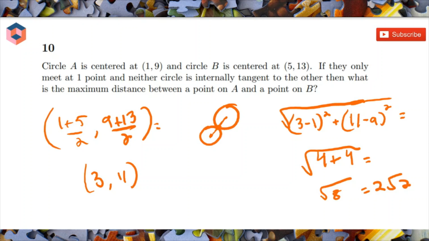Now, how would we maximize the distance between a point on A and a point on B? That would be exactly this point. The point that's a diameter away from the point that's in common to both the circles. It's the same for this circle. So the maximum distance could be 4 radiuses. 2 root 2 times 4 gives us 8 root 2.